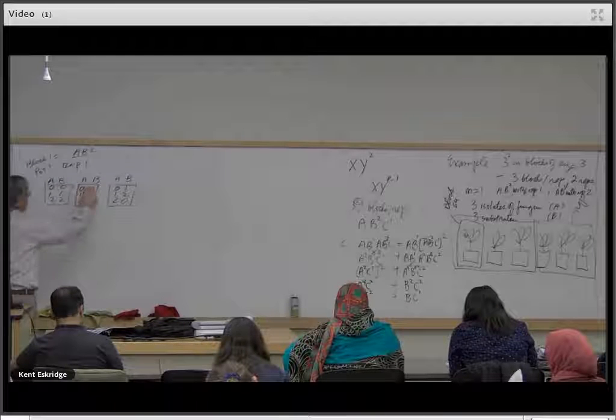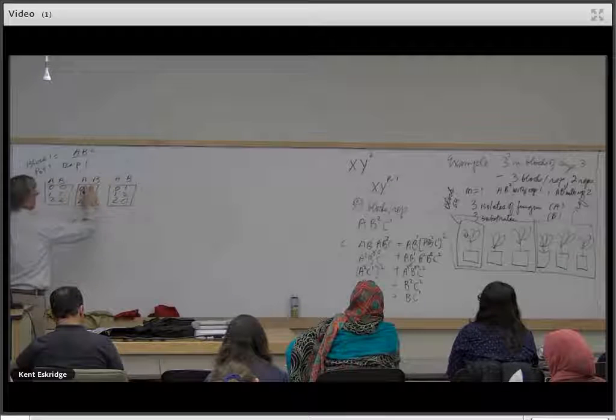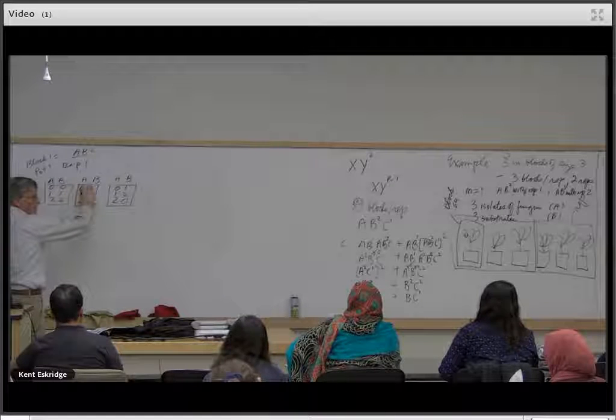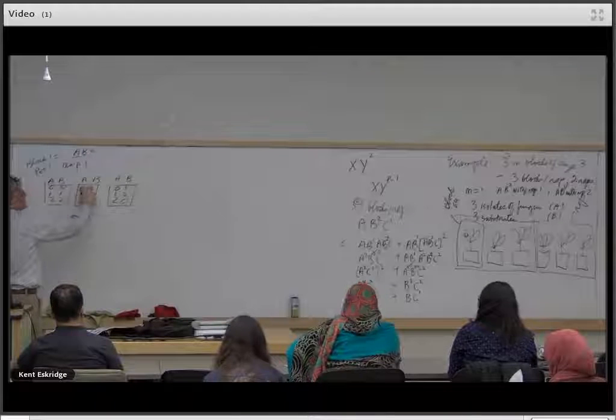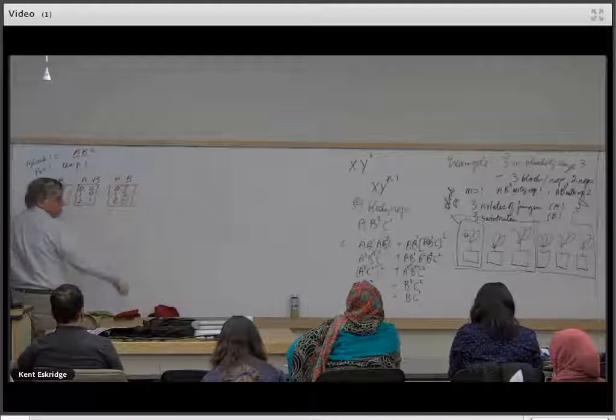These should be all the 1s. So these are 0 mod 3 for the mod equation. These should be 1 mod 3 for the mod equation. And these should be 2 mod 3 for the mod equations. You should be able to prove that.